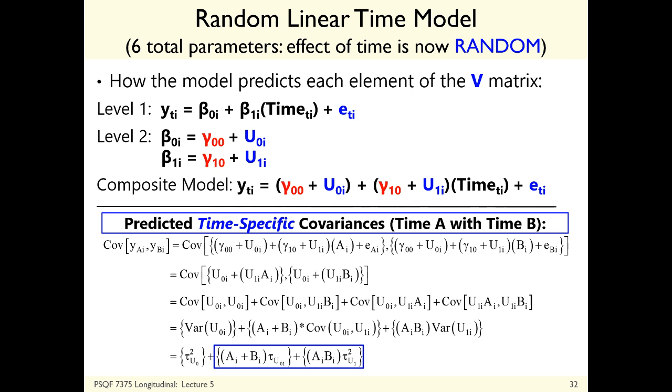By adding the random linear time slope variance, we pick up extra sources of covariance due to the covariance between the intercept and slope and the random slope variance. So in order to say what is the variance at each occasion, what is the covariance between occasions, we have to know which two occasions we're talking about.